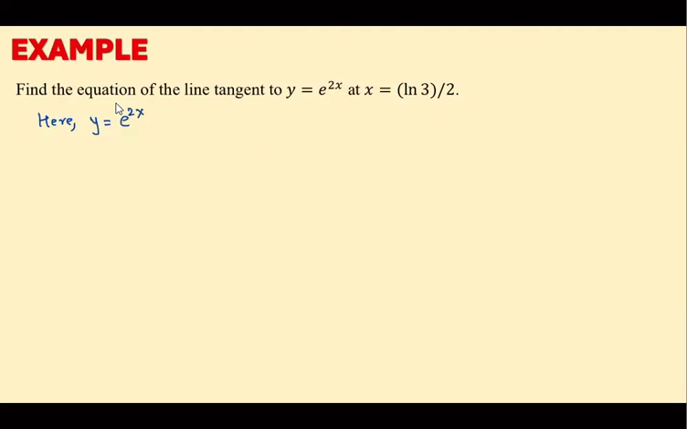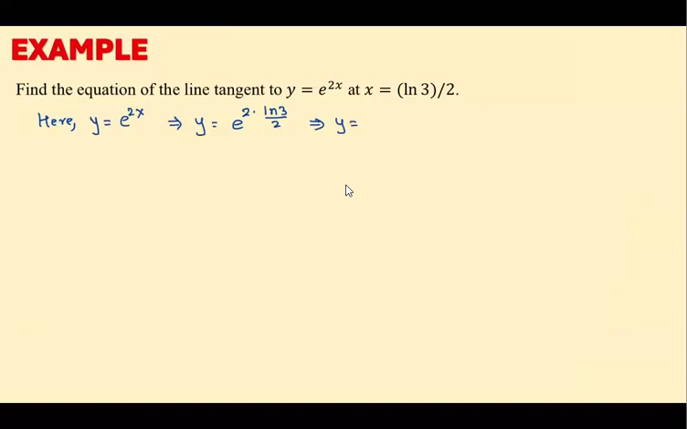In order to find the equation of a straight line, like a tangent, we need the point and the slope. Point means x comma y, but they have given only x. So we need to find the value of y. All I need to do is plug in the value of x. That will be y equals e raised to 2 times x, where x is natural log of 3 divided by 2. Then you can see that the 2 and 2 get cancelled.